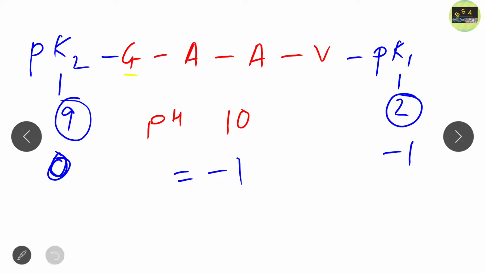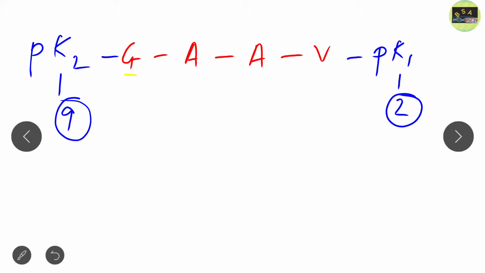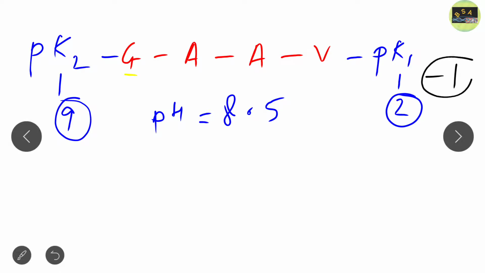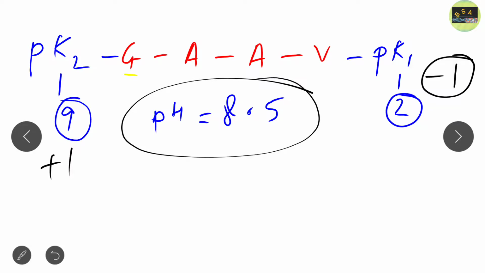Clear? Next, now calculate the charge on pH 8.5. On pH 8.5, it is more than 2, so here the charge becomes what? Minus 1. And it is less than 9, so here the charge becomes plus 1. So at pH 8.5 the charge becomes plus 1 minus 1, that is 0. So it is very easy to calculate the charge at different pH in case of non-polar peptide chains, as well as it is very easy to calculate the isoelectric point. So this is all about the non-polar peptide chain.